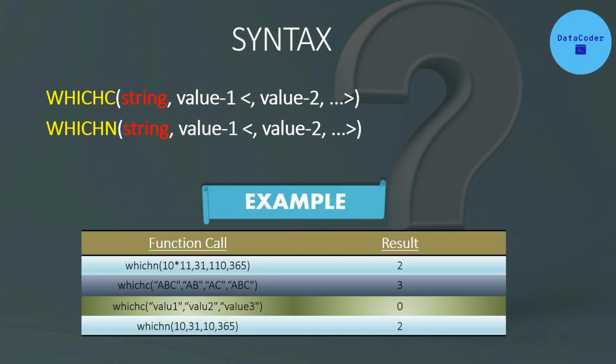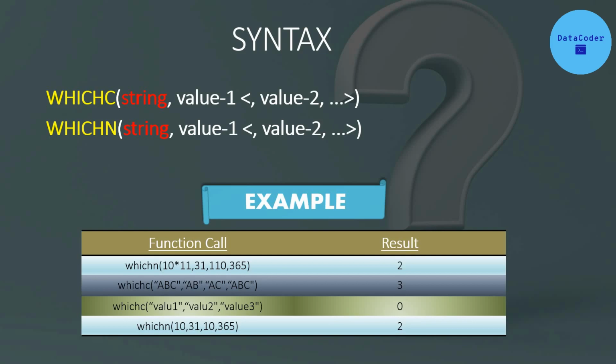The function call for the first example is WHICHN. 10 into 11 is the string, and the second argument is 31, third argument is 110, and fourth argument is 365. So 10 into 11, when it evaluates, gives the result 110. Hence 110 is what we are searching for in value 1, value 2, value 3. So 110 is the third argument, and this is the second index point, because the first one is the string, 31 is the first index, 110 is the second index, hence our result is 2.